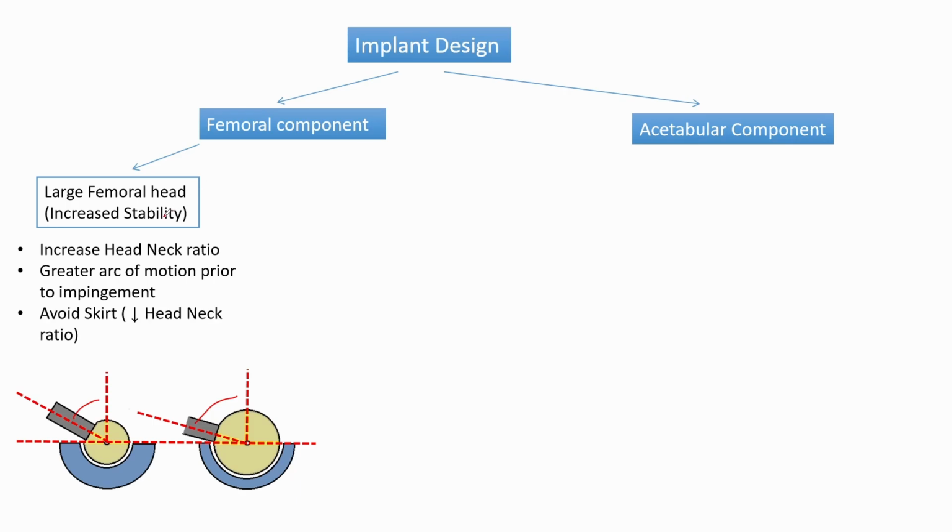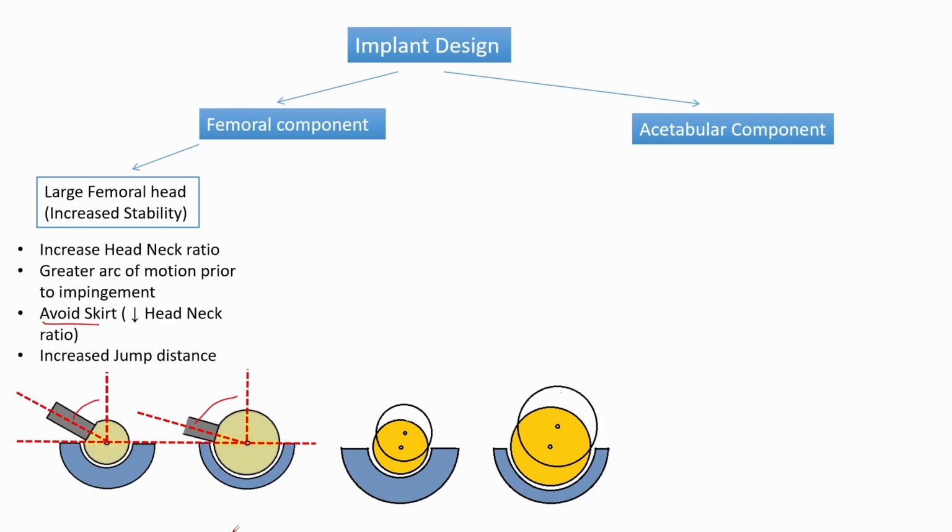Thus, it is advised to avoid skirts as they decrease the head-neck ratio. Also, a larger femoral head will have increased jump distance, which is the distance the head has to travel before dislocation. So here we can see in the larger head, the jump distance is higher.